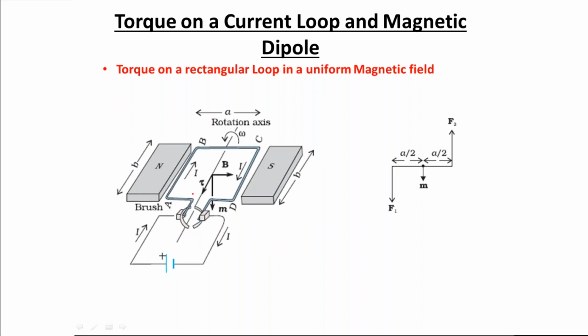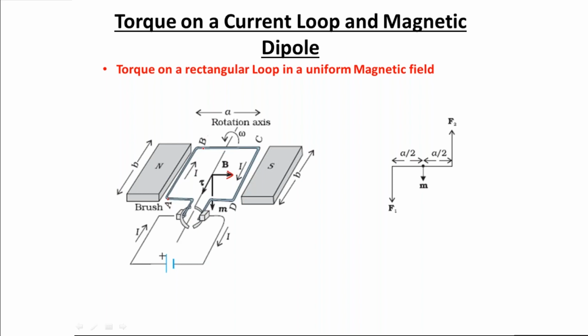Okay? And what happens when there is a current flowing in this rectangular loop, and you have placed this rectangular loop or this arrangement in a uniform magnetic field created by this electromagnet, which is denoted by north and south pole. So the magnetic field lines are here in the plane of the loop. The loop is just lying in the magnetic field. So the plane of the loop and the magnetic field are in the same direction. You can see the magnetic field direction is this one, north to south.